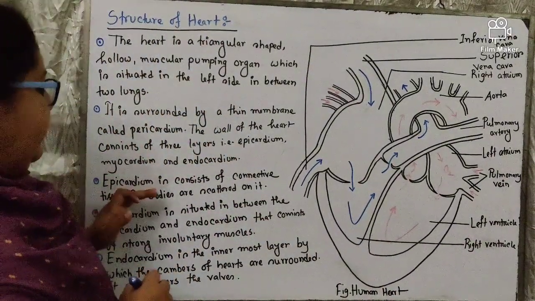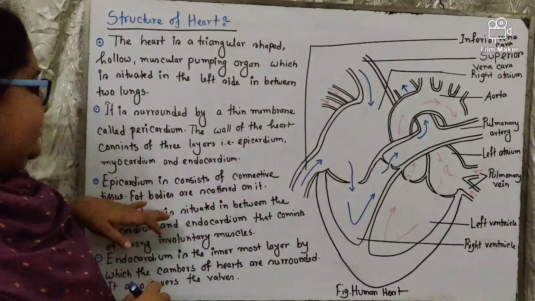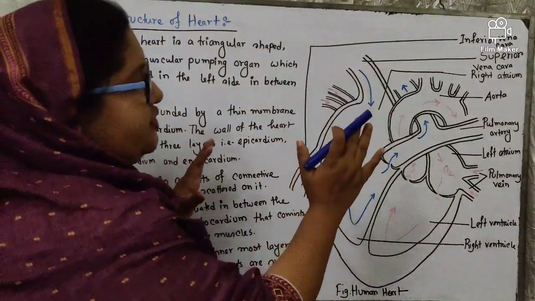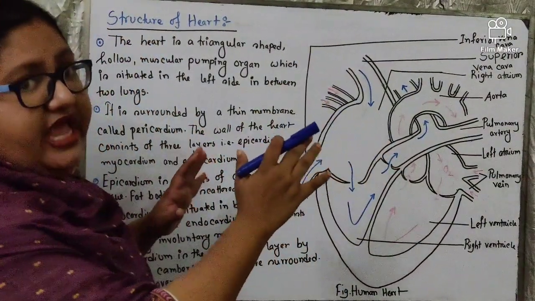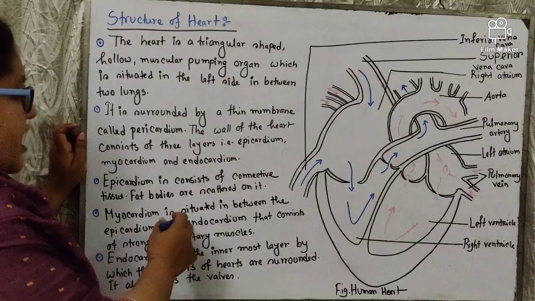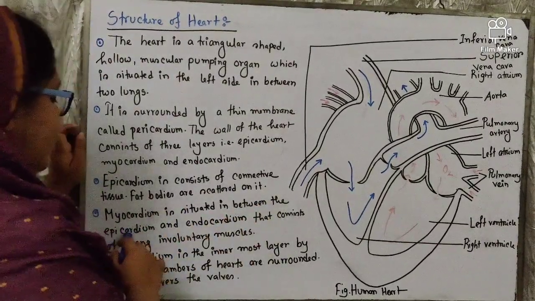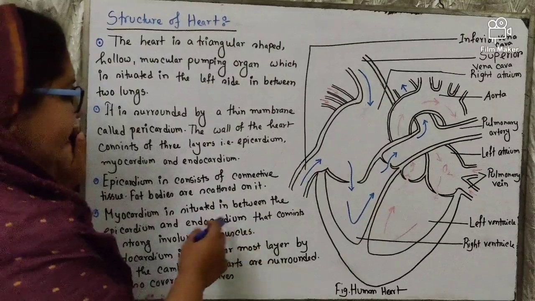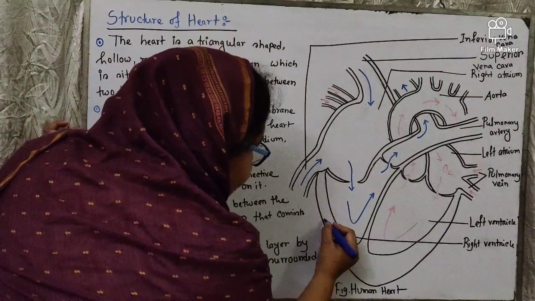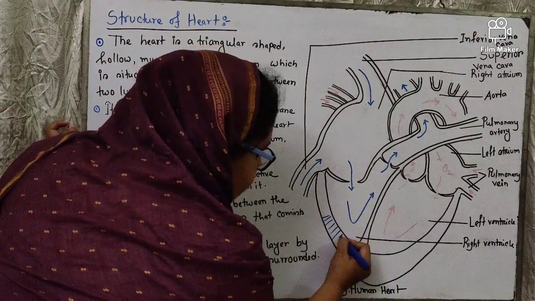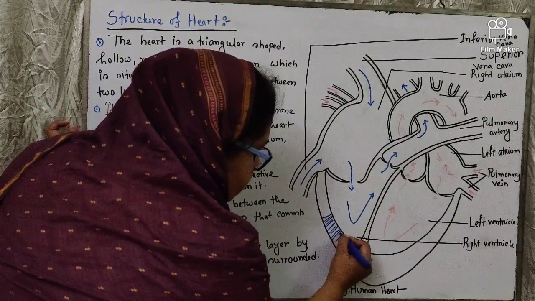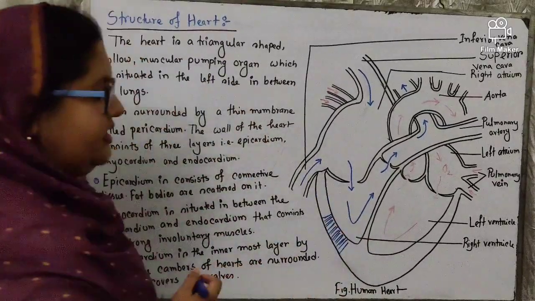The epicardium consists of connective tissue. Fat bodies are scattered on it. That means on the outer surface of the epicardium, the fat bodies are scattered. Now, myocardium. Myocardium is situated in between the epicardium and the endocardium, and consists of strong involuntary muscles. This layer indicates the myocardium. So this is the epicardium, and this involuntary muscular layer is known as myocardium.